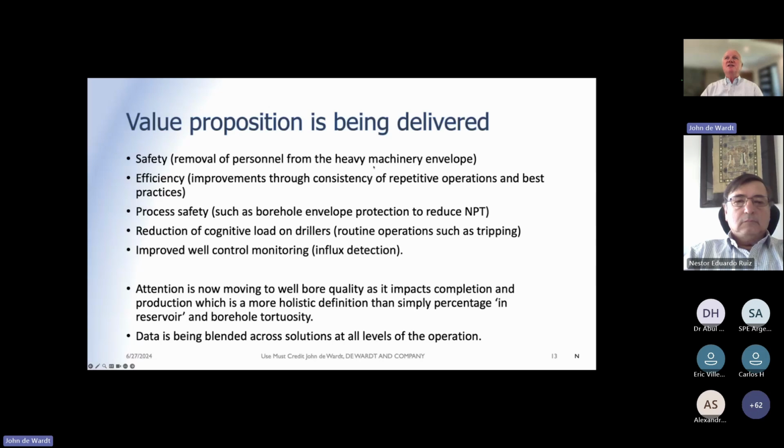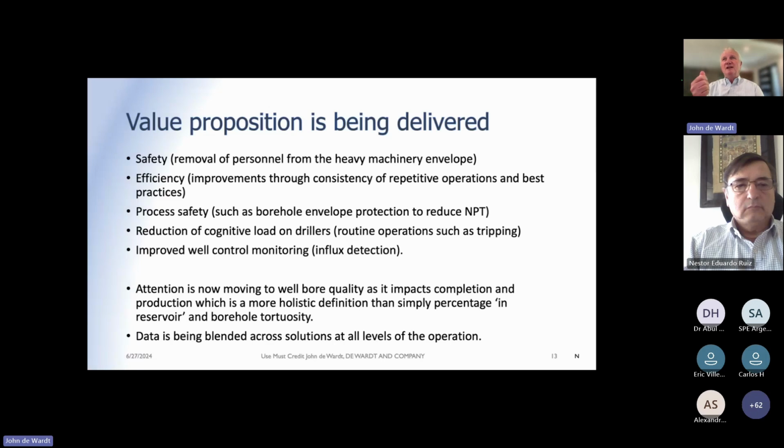So safety, we've got less personnel in the heavy machinery envelope. And I'll show you an example where there's nobody on the monkey board and there's nobody on the floor. Efficiency improvements. One of the biggest improvements is through consistency of repetitive operations. And as most people know, if you start to plot a graphic of the time to do an activity against the number of activities, you will actually find a distribution which on the upside is a fairly steep slope, but on the downside is a very long tail. And the long tail causes the mean to move to a higher level. Automation can actually diminish that tail by making it more consistent and more of a Gaussian distribution. And by doing that, the mean moves to a higher level. So actually consistency of repetitive operations becomes faster operations.